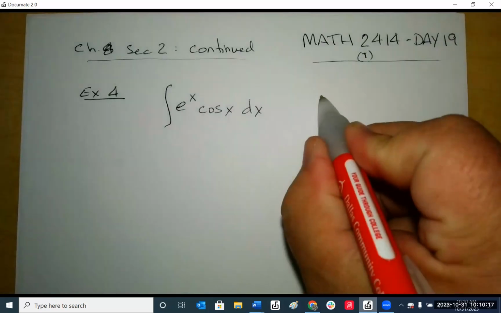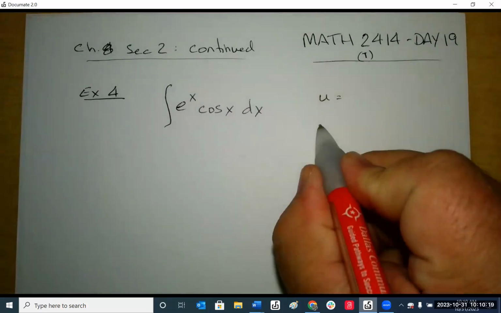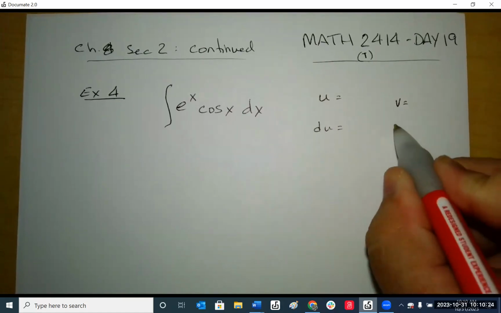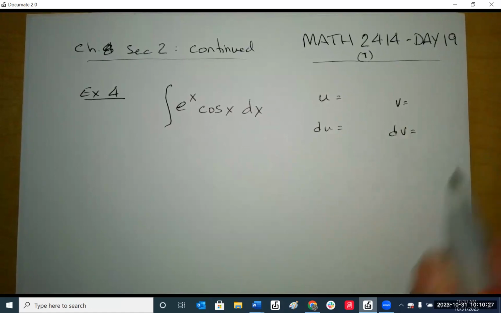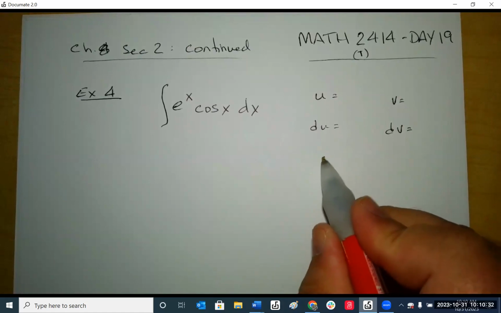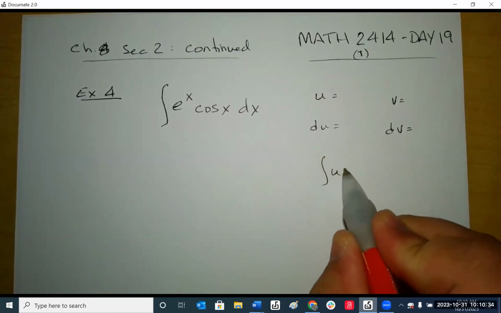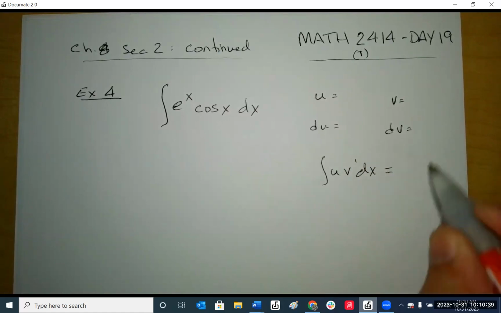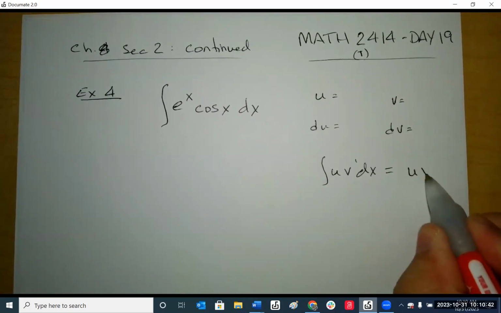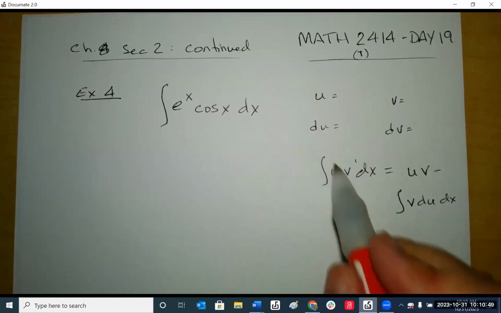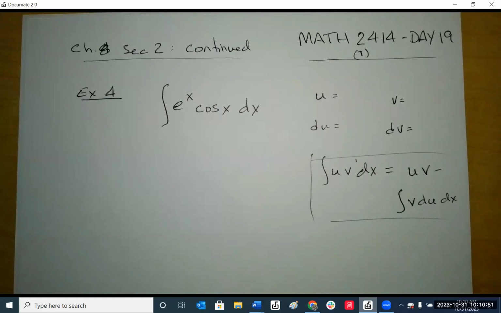Which means when we integrate by parts, we have to find these four pieces, because the formula we'll be using is the integral of u v prime is equal to uv minus the integral of v u prime dx. So this is the formula we'll be using again.